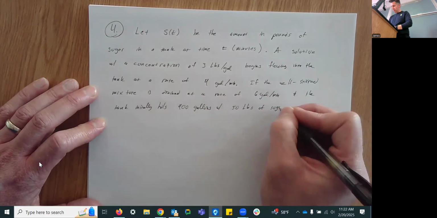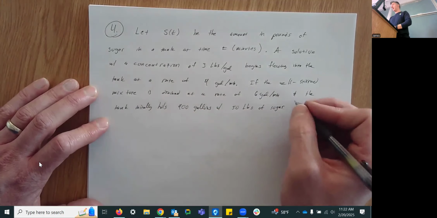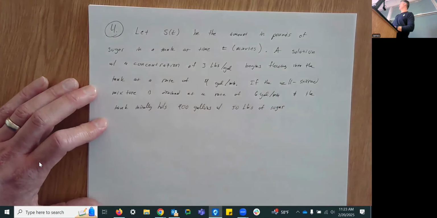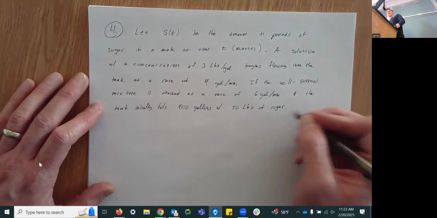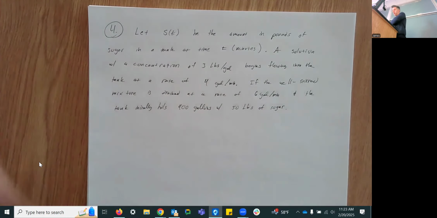What are we making? That's not the question we're gonna ask. Set up the differential equation, right? That'd be funny. Like, what are we making? Good question. Sugar water. Okay.